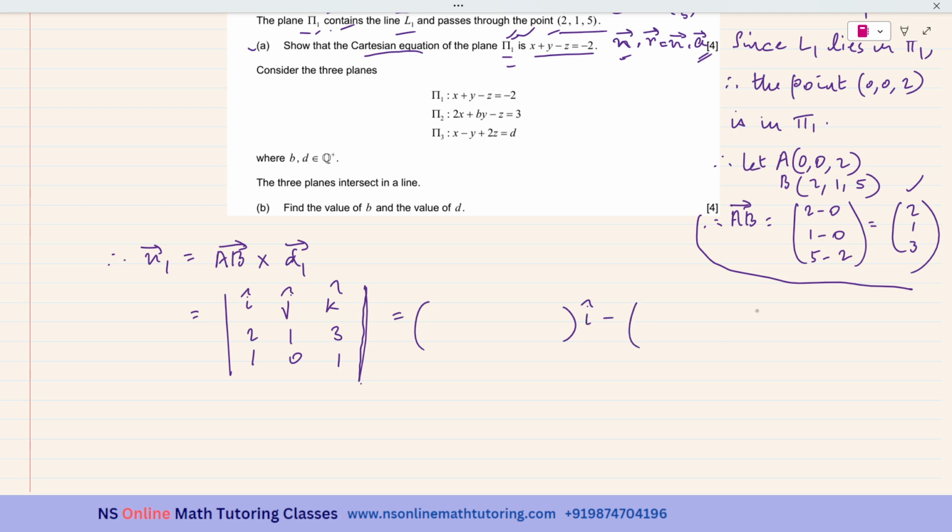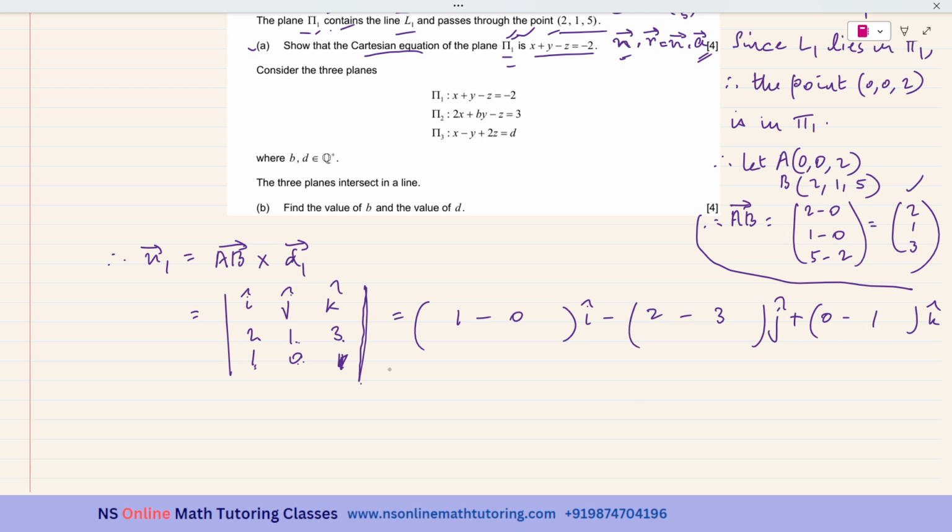I minus J plus K. So 1 times 1 is 1 minus 0, 0 times 3 is 0, minus 2 times 1 is 2, 2 times 1 is 2, minus 1 times 3 is 3, and K, 2 times 0 is 0, minus 1 times 1 is 1.